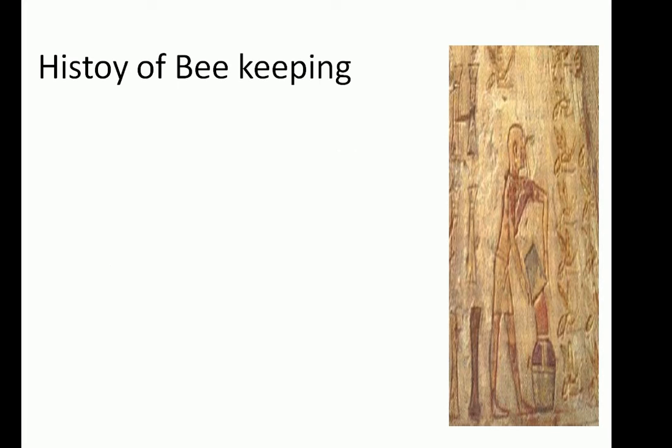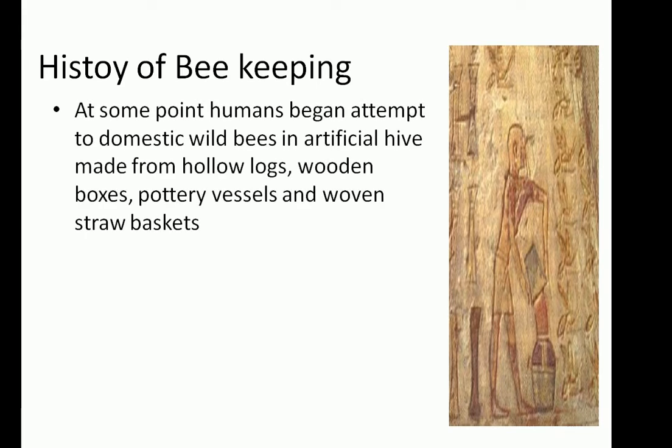Then we also go through some history of beekeeping, when beekeeping started. In the right side panel we observe one picture, where human beings attempted to domesticate wild bees in artificial hives made from hollow logs, wooden boxes, pottery vessels, wooden ovens, straw bags, and baskets. These are the different types of apparatus they used in the culture of the colony.